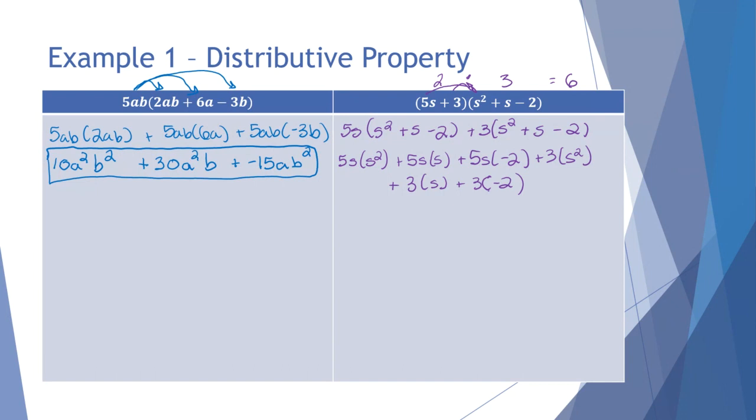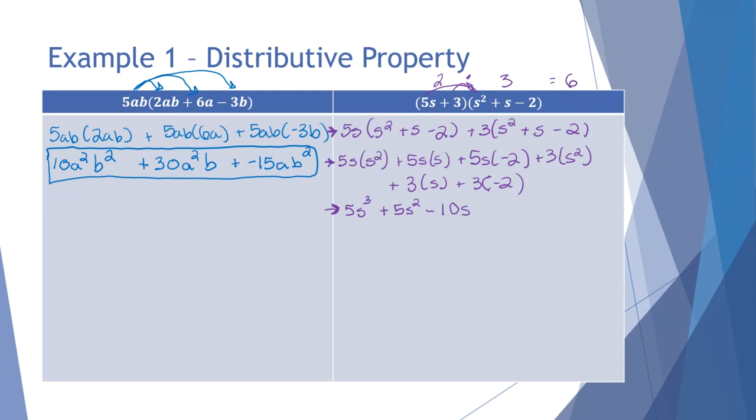So now I need to actually do the multiplication. If it helps, so you can see where each line is, because it is kind of getting confusing, I'm going to just put a little arrow there since I had to kind of run over. So 5s times s squared. That s has an implied exponent of 1, so you add those. You get 5s cubed plus, then 5s times s, so that's 5s squared. 5s times negative 2 is going to give you negative 10s.